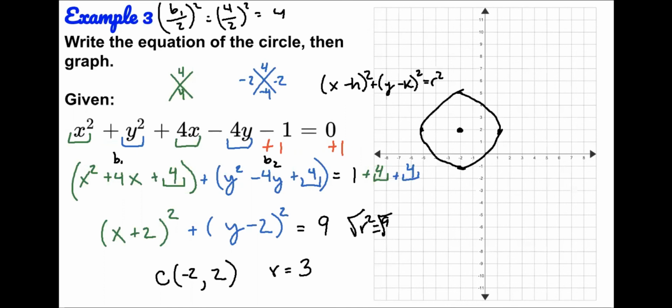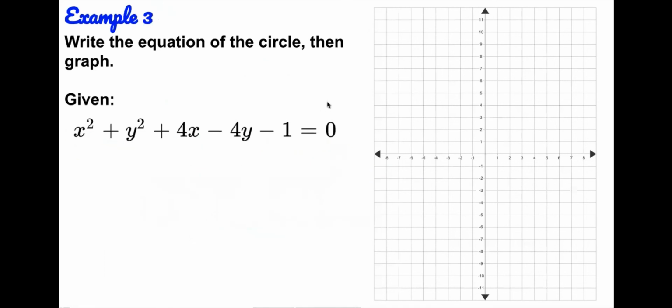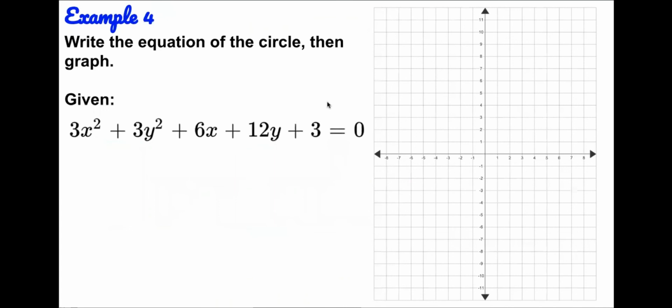Let me know if I'm going too fast. All right. Let me go ahead and clear. And to my last one, example number 4. This time we're given 3x squared plus 3y squared plus 6x plus 12y plus 3 equals 0.